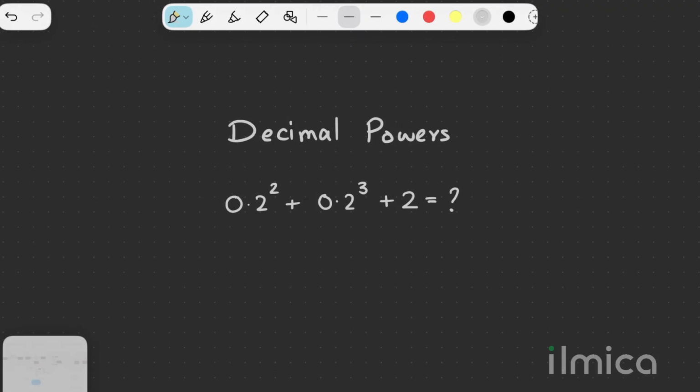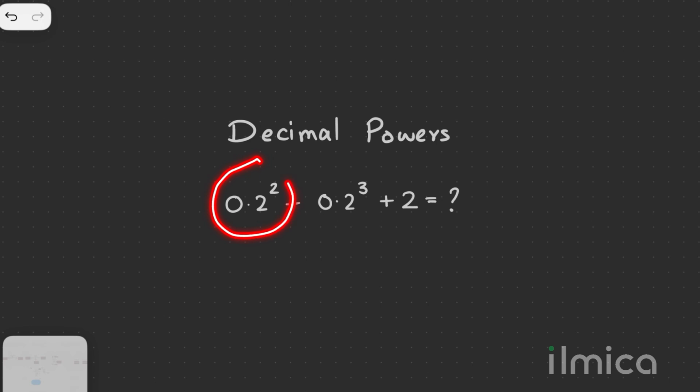On your Qudrat exam, you might also have to deal with powers of decimal numbers. Here is an example of a question that they have given. So you have 0.2 raised to the power of 2, 0.2 raised to the power of 3, plus 2. Now, 2 out of these three numbers are decimal and they have a power on top of it. So how do you evaluate such power?